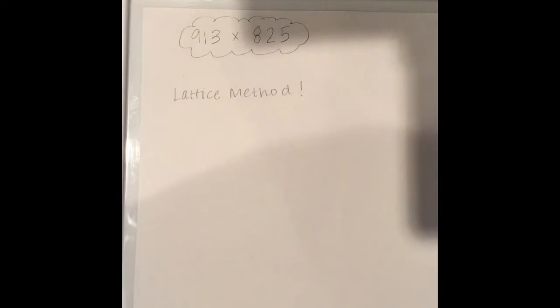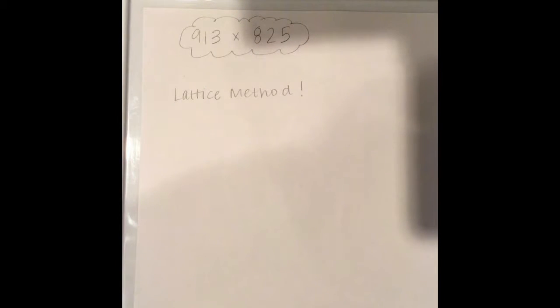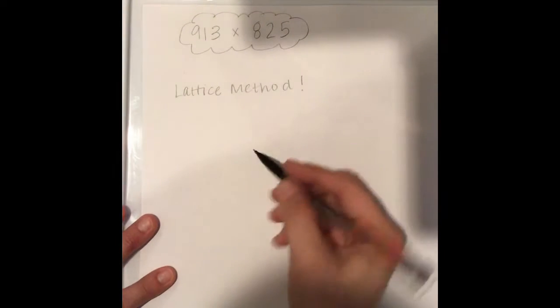So the lattice method is one you've probably seen before. I know in today's elementary schools, a lot of teachers are teaching the lattice method as one of the methods that they use for multiplication. The way that works is, however many digits are in each of your numbers, that's the number of rows and columns that you need. So if I'm doing a 3-digit number times a 3-digit number, I need a 3 by 3 table.